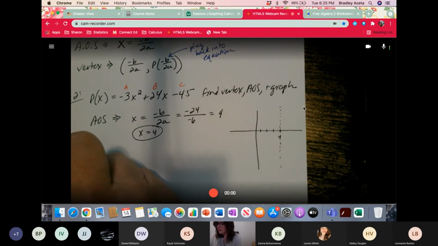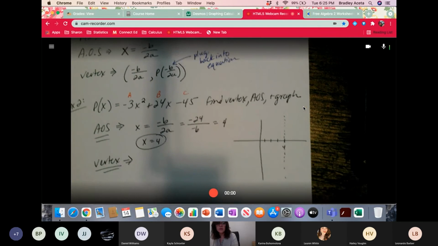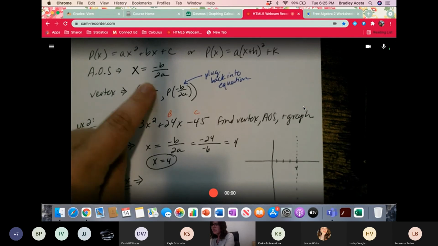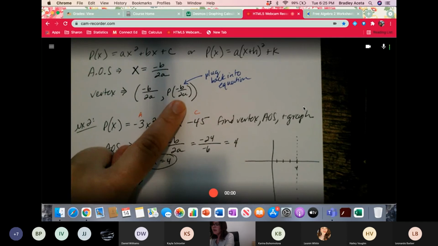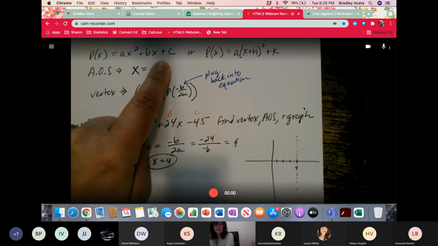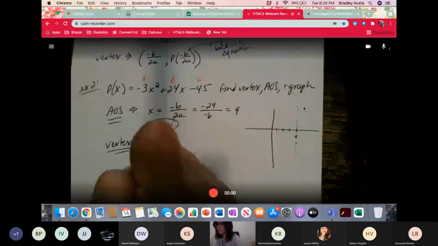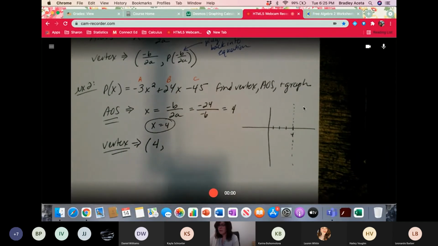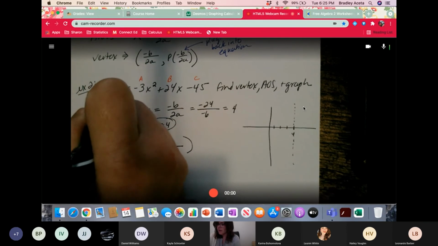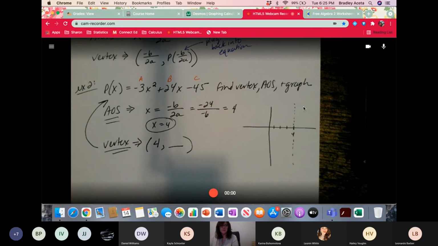The vertex, how do I find the vertex? Well, look at what I did up here. You take whatever you got for x, and to find your y, you put that back into the equation. So here's what I mean. This 4 is going to be my x. I need to find that y value. Well, how do I find a y value? You plug it back in. You put it right back into the equation right there.